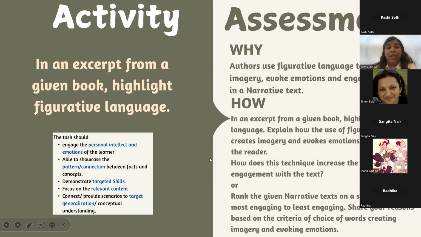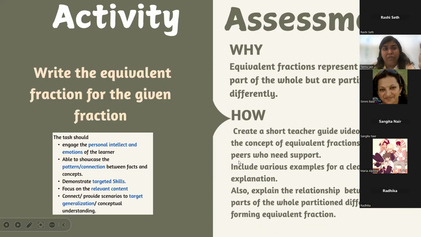Okay. So this is the way I have changed that. Nowadays, whenever I try to design it, it is basically about personal intellect and patterns, whether it gives the scope for knowledge to be connected and for targeted skills. So if you see, all these are being shifted.